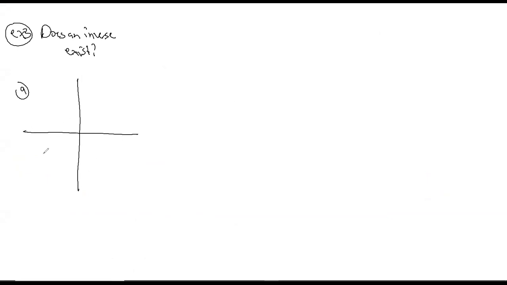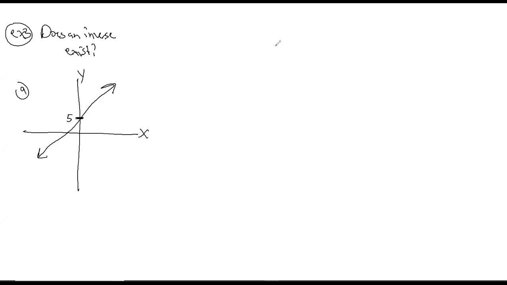So example 3. Does an inverse exist? And we're going to do 3 of these. For A, let's do a line. Looks something like this. Label our axes. And I'm even going to put this height at a very specific number of 5, where it crosses the y-axis. So that's its y-intercept.